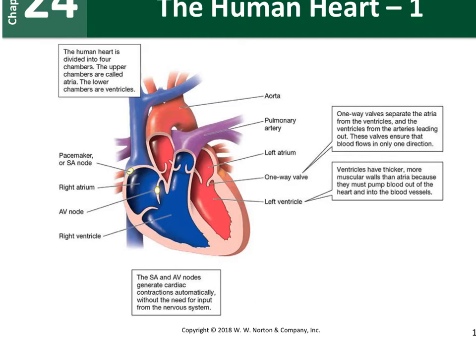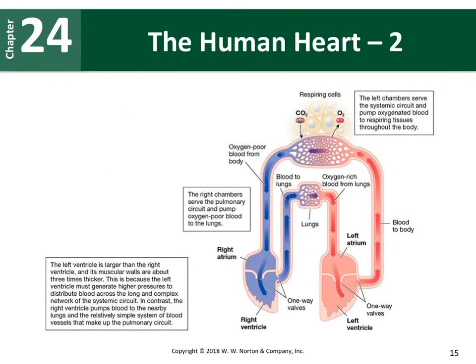So the SA and AV nodes generate cardiac contractions automatically without the need for input from the nervous system. In other words, it doesn't need nerve signals at all. Okay? So let's take a look.